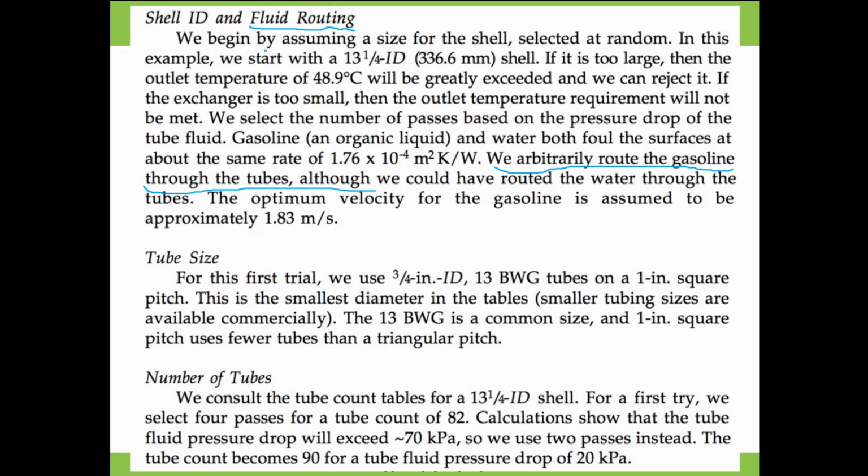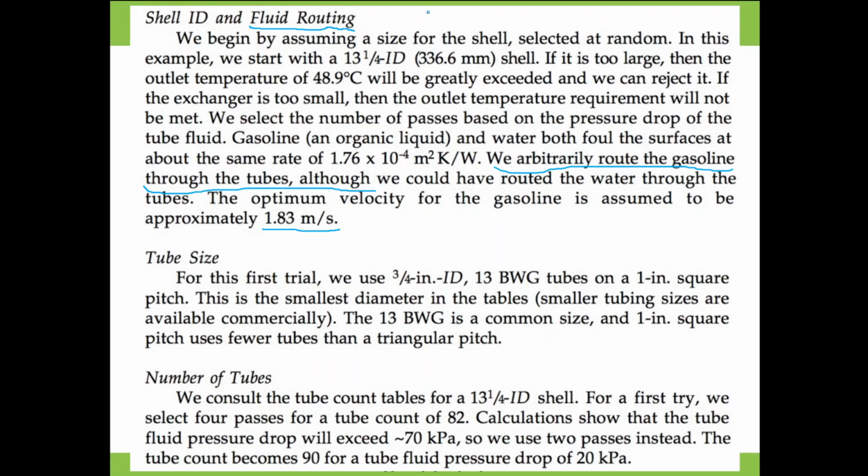Okay. So, remember that when the gasoline is routing through the tubes, then we need to know the economic velocity of the gasoline. So, the economic velocity is a range. Out of the range you can choose a certain velocity, let us say 1.8 meter per second is the economic velocity for the gasoline. Now, we can start our selection.